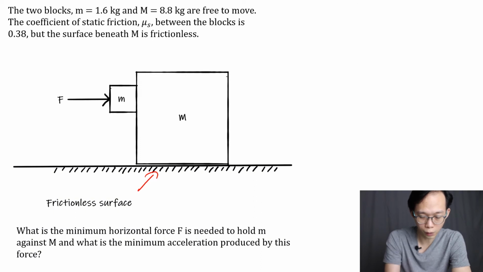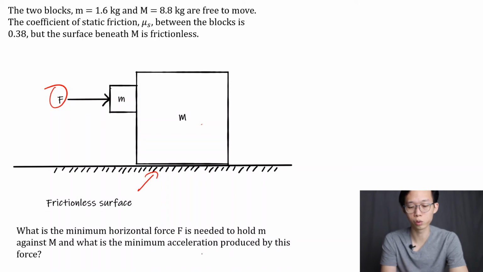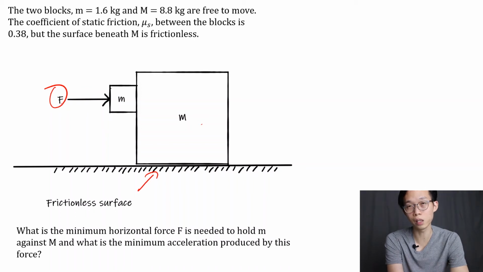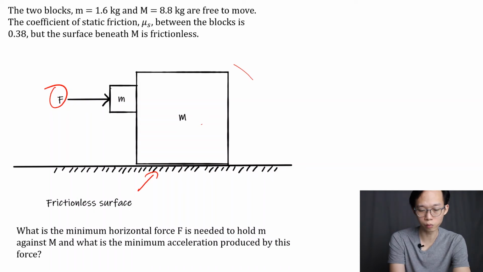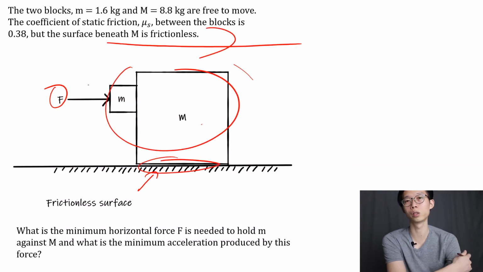So now we want to figure out what is the minimum horizontal force F, this one, needed to hold the small m against big M, and what is the minimum acceleration produced by this force. So what is happening here is that this is a frictionless surface. When you exert a force F here, it's going to exert a force on the two box system. And because there's no friction at this surface, these two boxes are just going to accelerate towards the right.